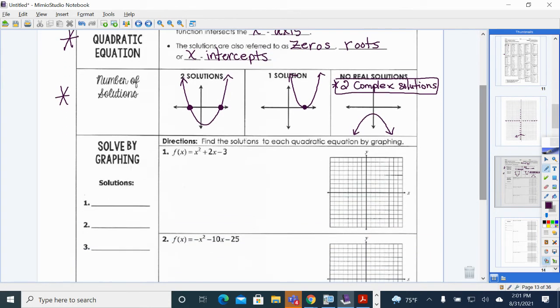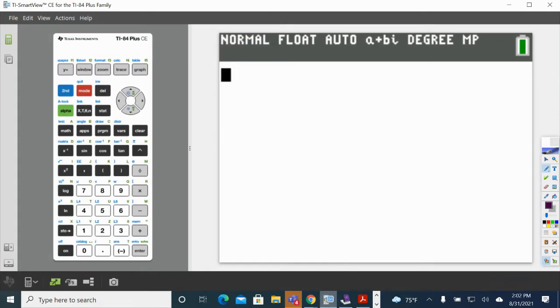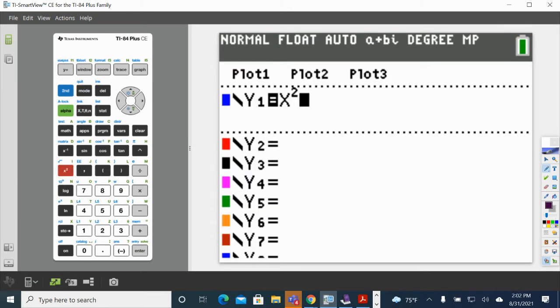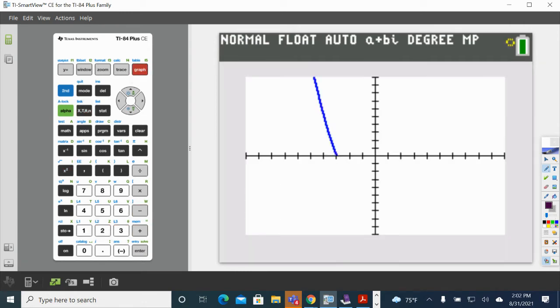So the directions here say to find the solutions to each quadratic equation by graphing. Now, we are not going to do graphing in the sense of graphing on paper. We are going to use our graphing calculator to find the solutions here. So the first thing that I want to do is on question number 1, it says f of x is equal to x squared plus 2x minus 3. We have to put that into the y equals. So get your calculator, go to y equals, and we're going to put in that equation. X squared plus 2x minus 3. And then we're going to hit graph.